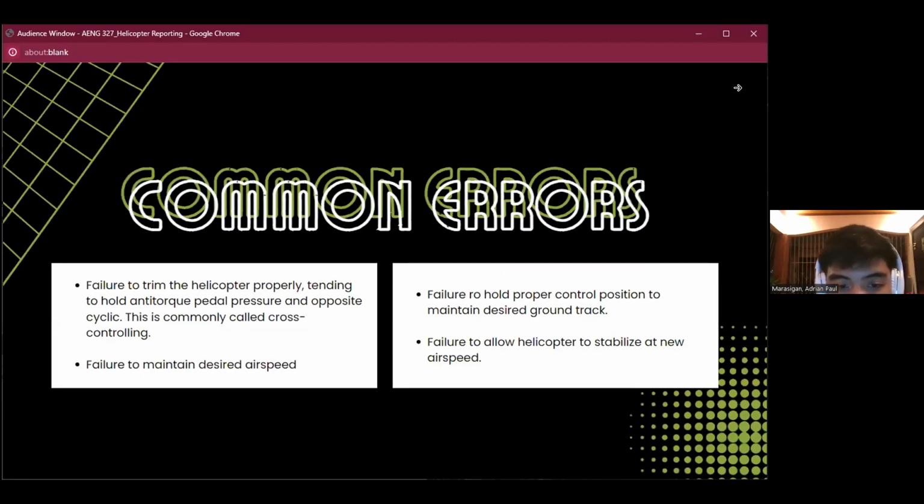Some common errors for straight and level flight are: first, the failure to trim the helicopter properly, tending to hold anti-torque pedal pressure and opposite cyclic. This is commonly called cross-controlling. The second one is the failure to maintain desired airspeed. The third one is the failure to hold proper control position to maintain desired ground track. And the last error is the failure to allow the helicopter to stabilize at a new airspeed. Next slide.